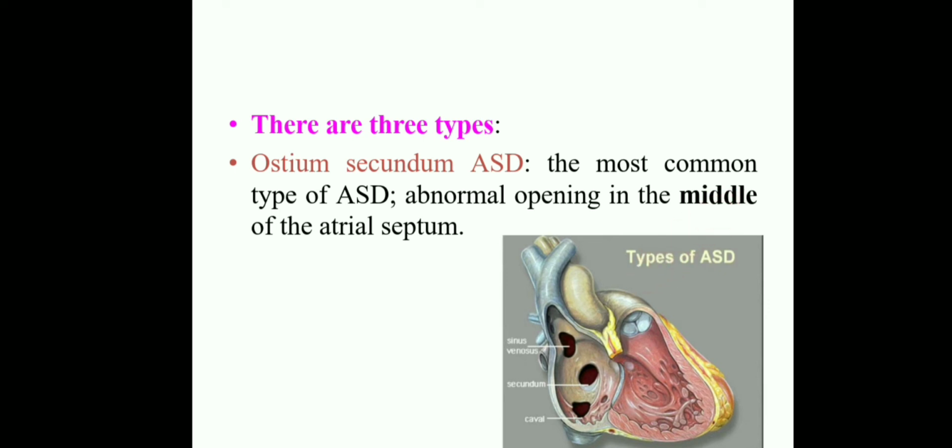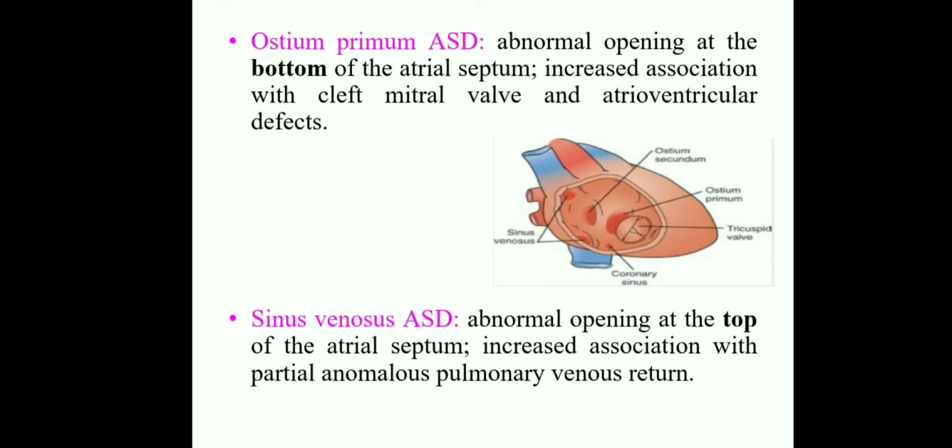Okay, the first one is ostium secundum. The second one is ostium primum. The third one is sinus venosus ASD. Ostium primum means an abnormal opening at the bottom of the atria. Here, at the bottom of the atrium, that is ostium primum. In the middle, that is ostium secundum.